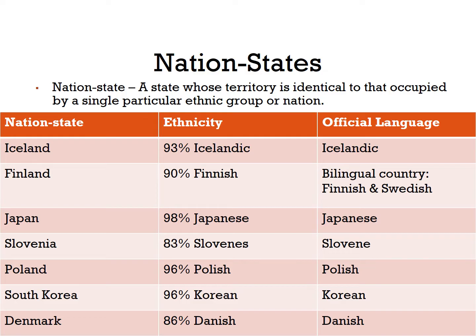So the second half of our lecture tonight will look at a variety of combinations of the cultural concept of nations with the political units of states. And so we begin with a nation state, which is a state whose territory is identical to that occupied by a single particular ethnic group or nation.